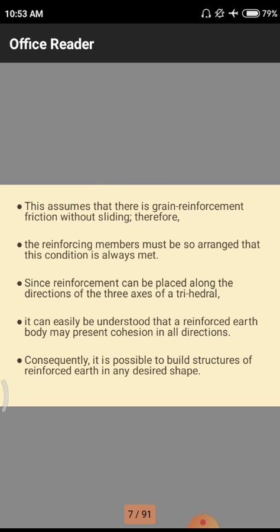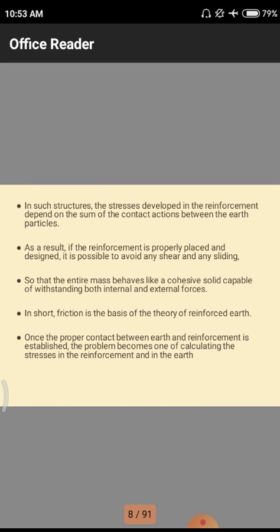In those shapes, we have to design according to the application of stresses and the area of construction work. The stresses developed in the reinforcement depend upon the contact action between the earth particles. That means if there is a bond between particle to particle, that bond strength we will call the contact area.